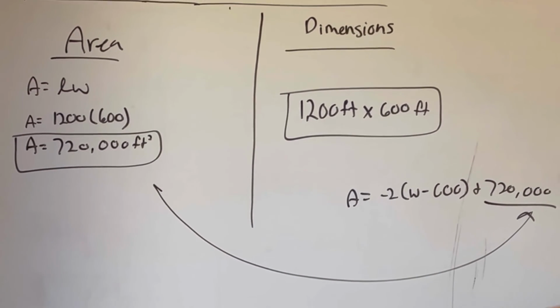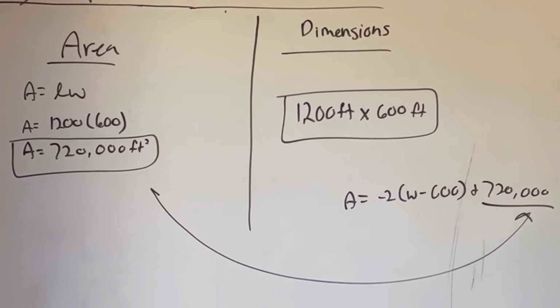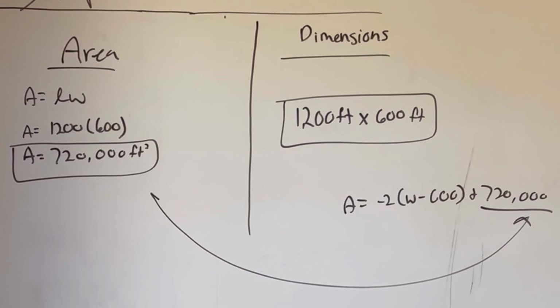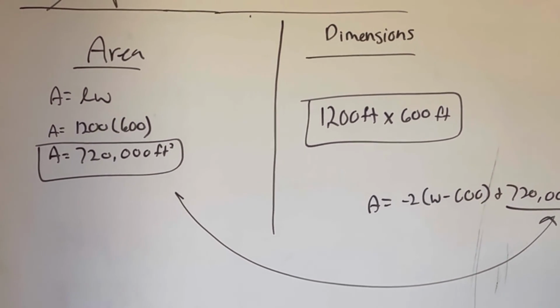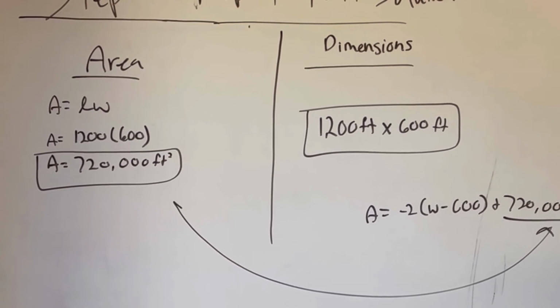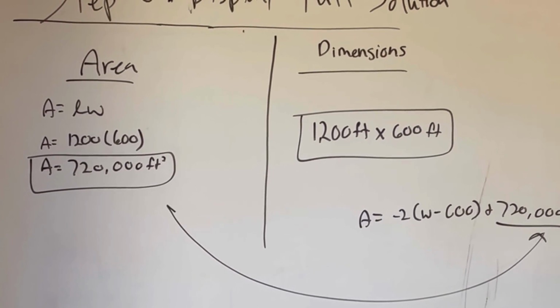The dimensions are 1,200 feet by 600 feet. That was represented by our perimeter formula we did earlier, where you just plugged in both sides and got the perimeter, which equaled out to 2,400.